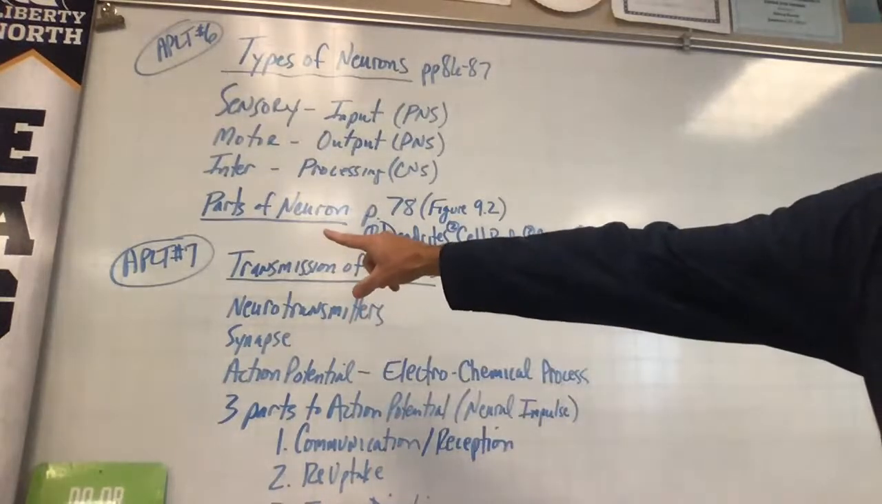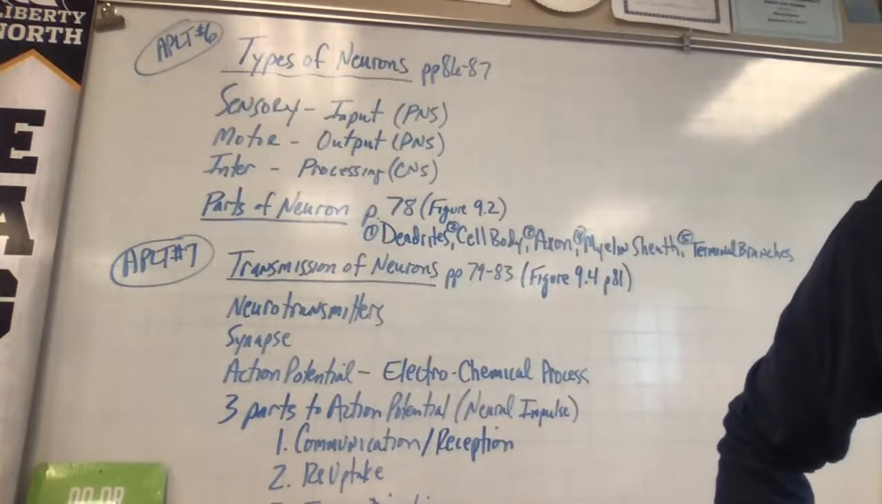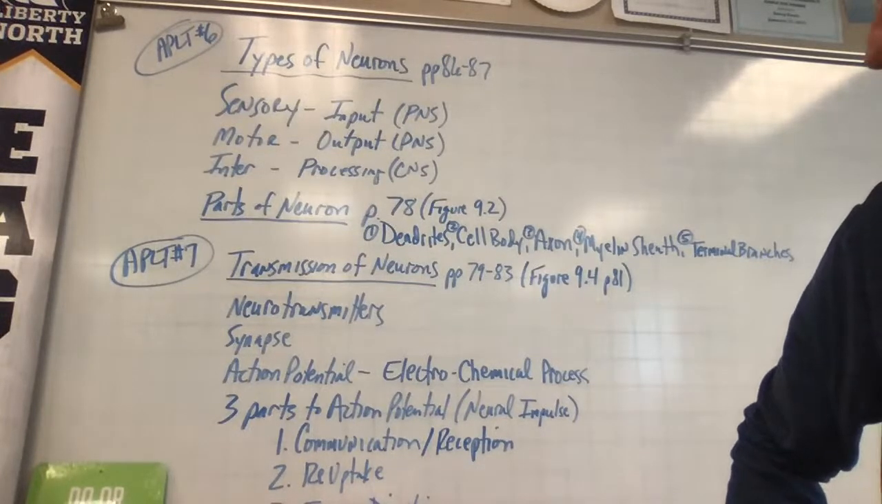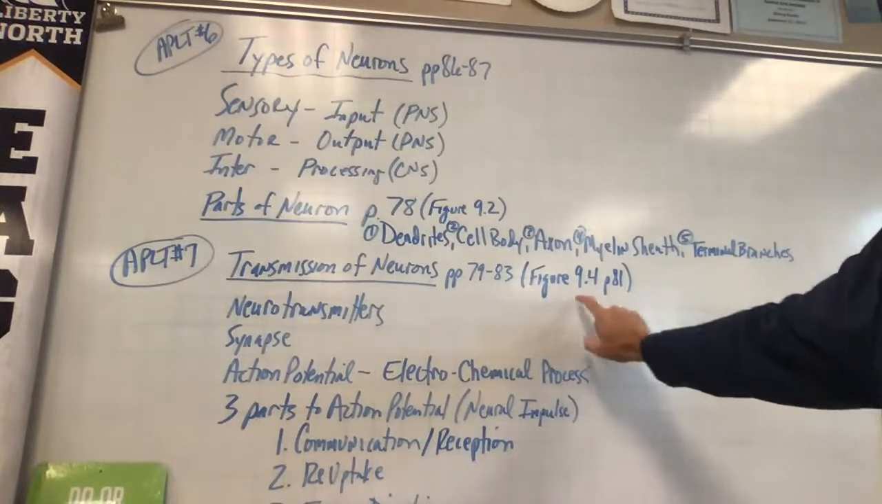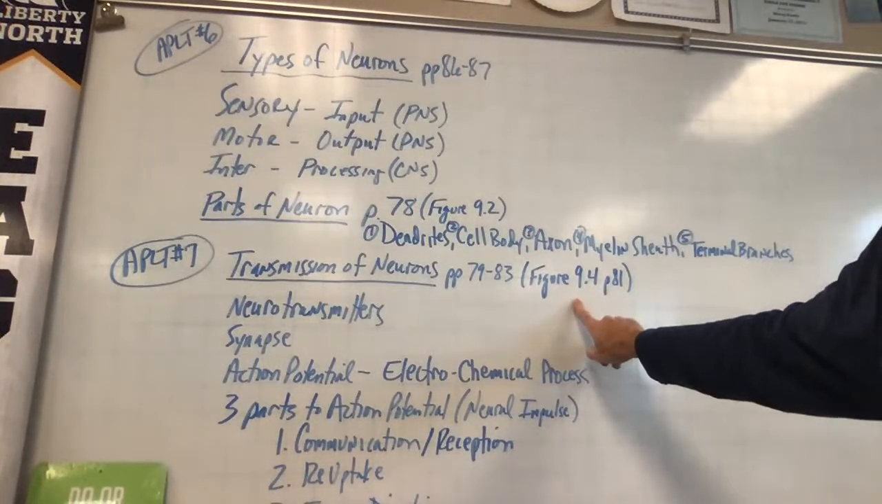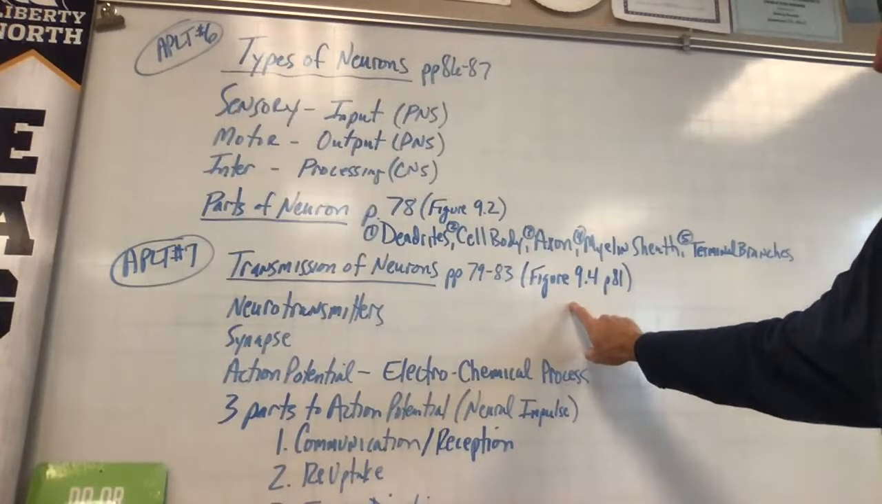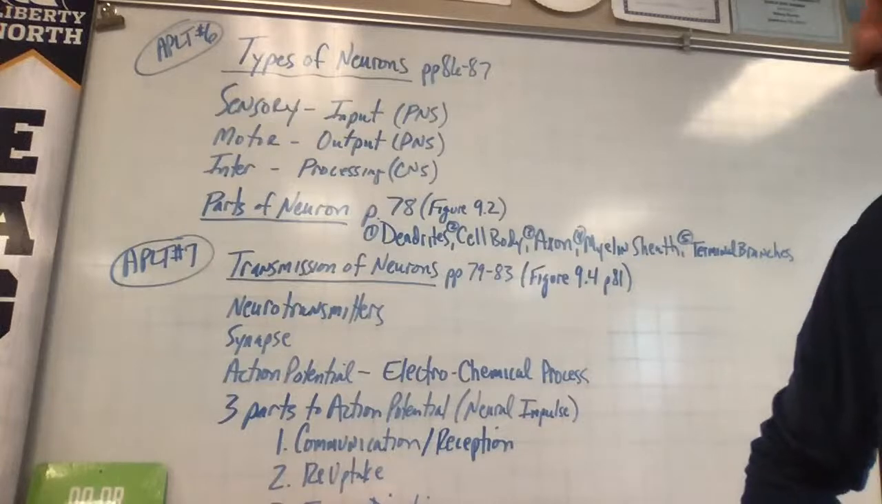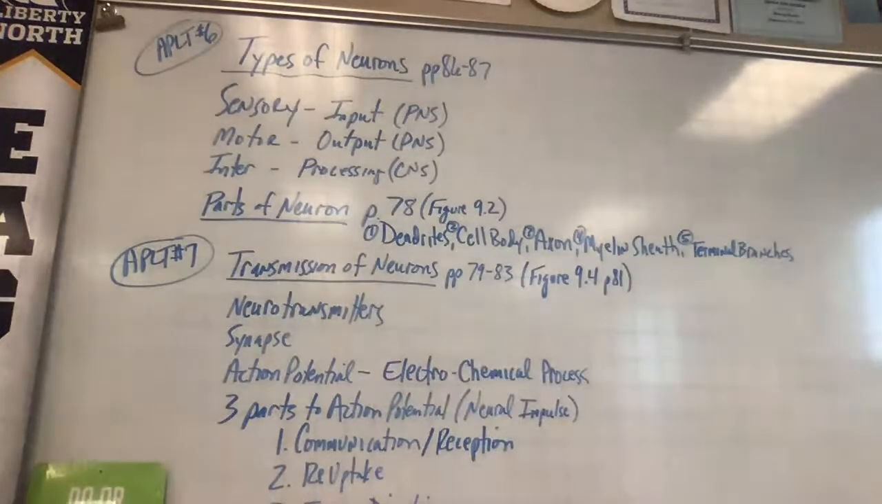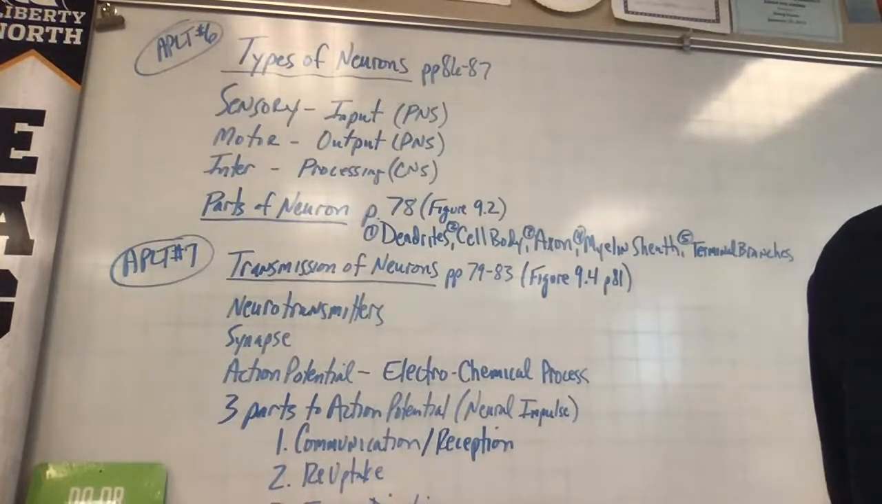AP Learning Target number 7: identify the basic process of transmission of a signal between neurons, or neural transmission. That's pages 79 to 83, and there is a great diagram, figure 9.4 on page 81, that I'll be showing you in a second. Just some basics: most of these are vocab terms. Neurotransmitters are the chemical messengers of the nervous system, just like we talked about, hormones are the chemical messengers of the endocrine system.